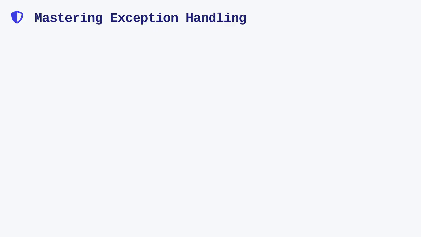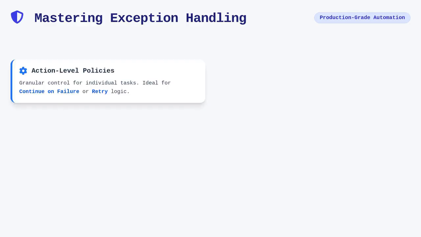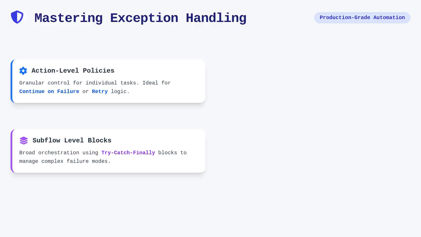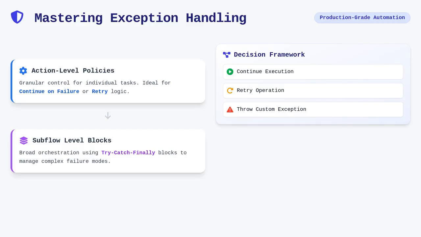Exception handling is the difference between a brittle script and a production-grade automated solution. You should be intimately familiar with setting error handling policies at the action level versus using try-catch-finally blocks at the subflow level. The exam will likely present scenarios where you must decide whether to continue execution, retry an operation, or throw a custom exception based on the specific business failure mode.